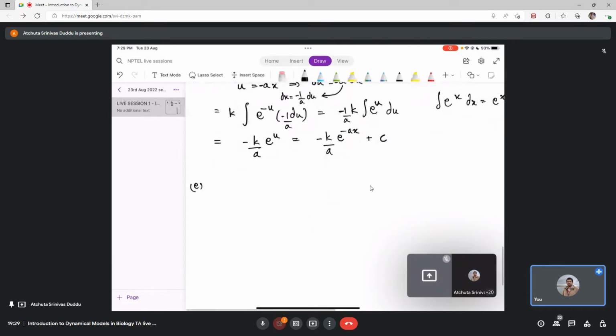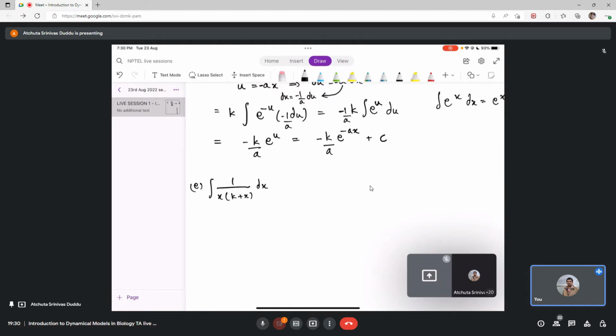So next, the fifth bit, we have the integral of 1 by x into k plus x dx. Okay, so here the problem is that in the denominator we have two terms multiplied, x into k plus x, and we do not know how to integrate this particular form. So what we try to do is break this down into two different fractions.